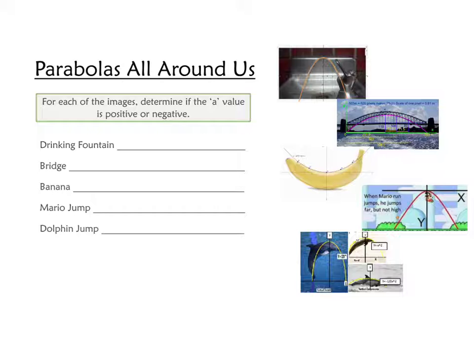Did you stop the video? I hope so. Let's take a look at this drinking fountain. It opens down, so that would make it negative. How about this bridge? We take a close look at it. Here is our parabolic arc. It opens down, so that means it's what? Negative.